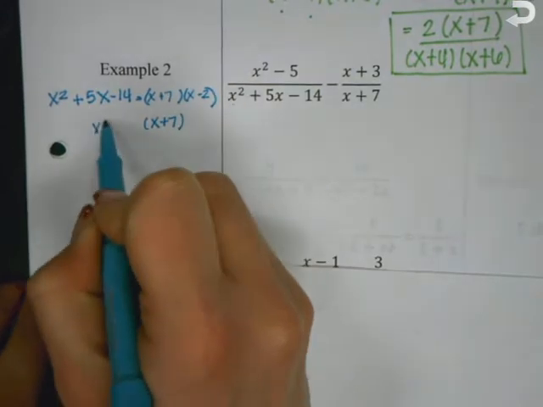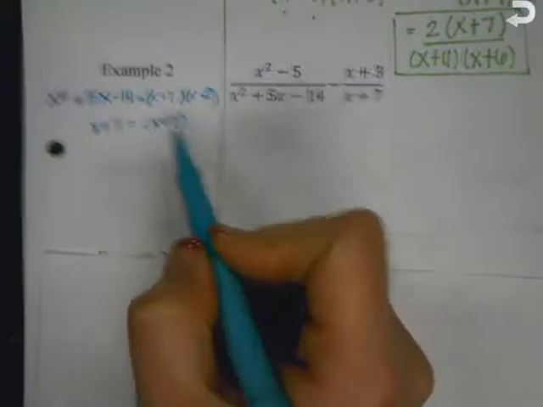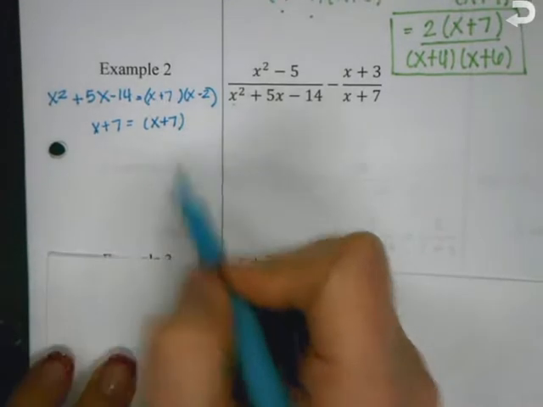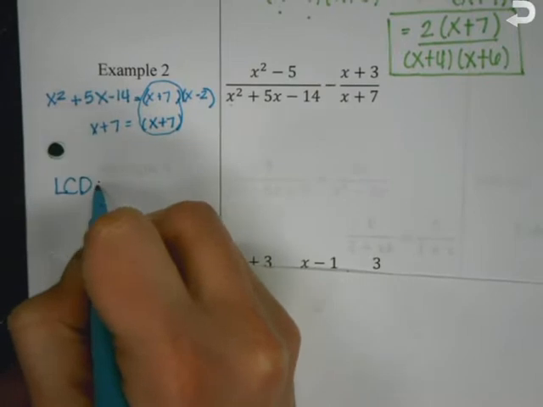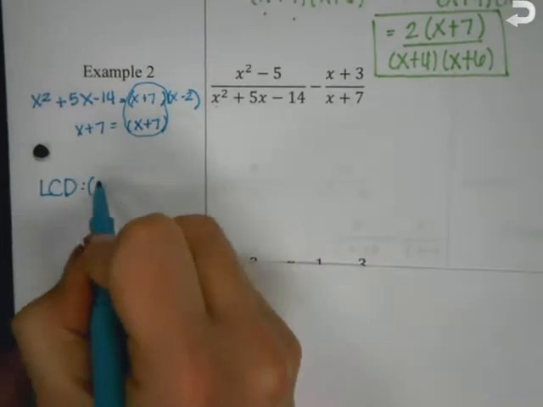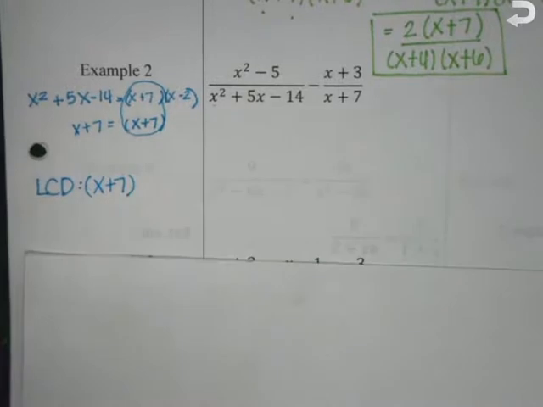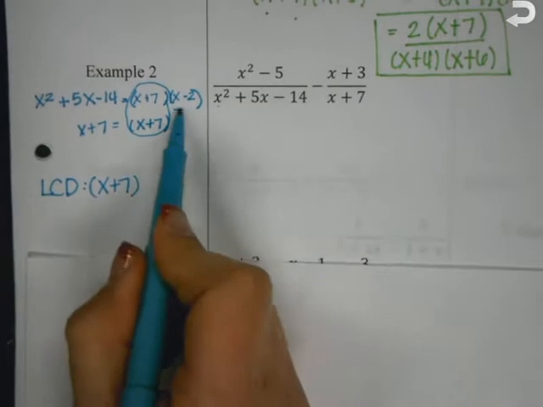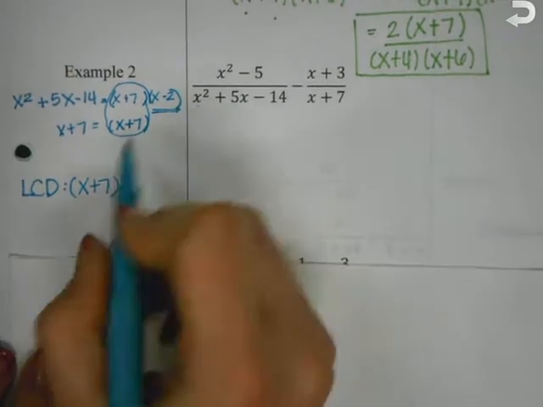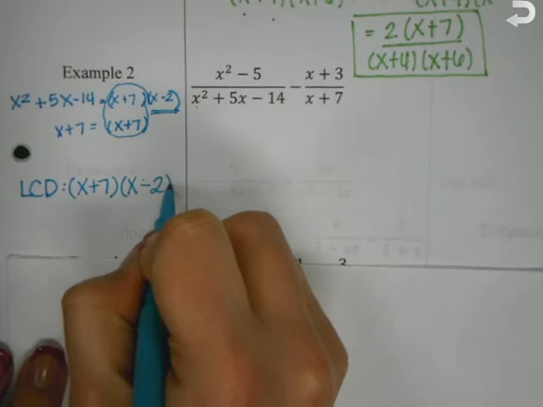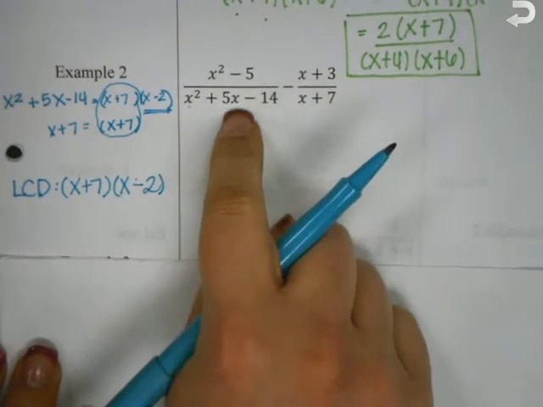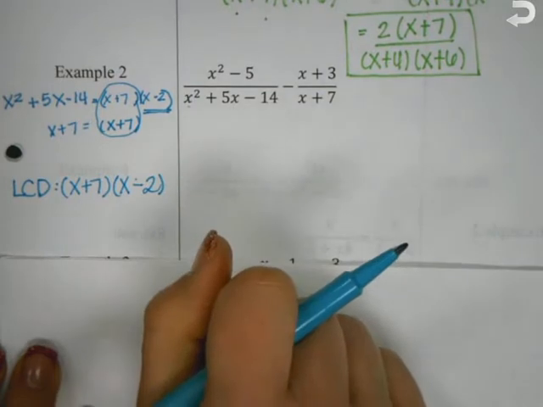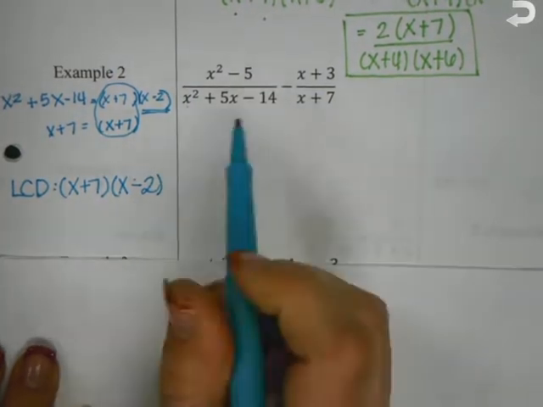Okay, so do they have anything in common here? Yeah, they have x plus 7s, right? So my LCD is going to include that x plus 7. How many times do we have to write it? Just once. And then what else do we have to include? We also need to include that x minus 2 because it is a factor of the bigger one. Okay, so this is going to be my LCD.